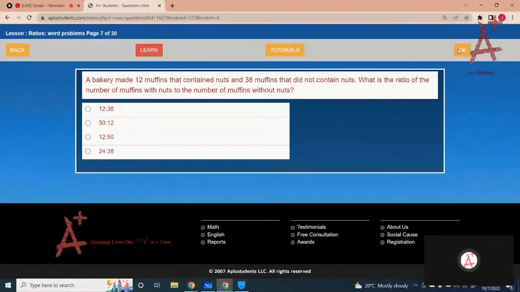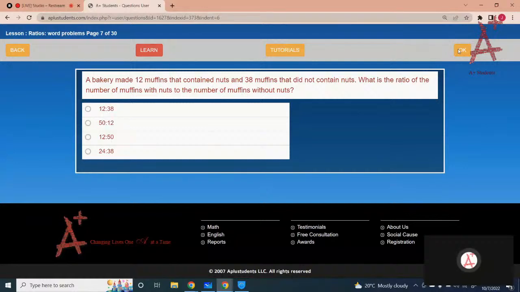You can go to aplusstudents.com. You have to log in there using your email address and password. Then you have to go to grade 5 maths, click on view all lessons. We are working on ratios, proportions, and percents. And the topic we are working on is ratios, word problems. So go to the lesson, then you'll know what we are doing. Got it?